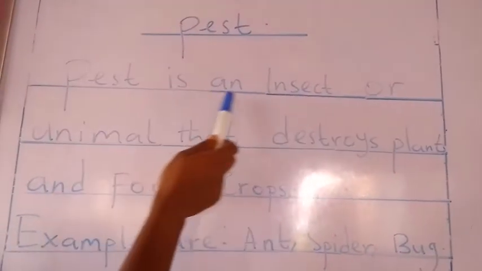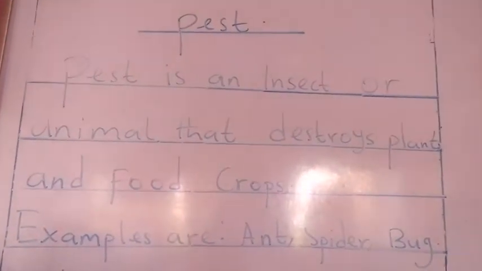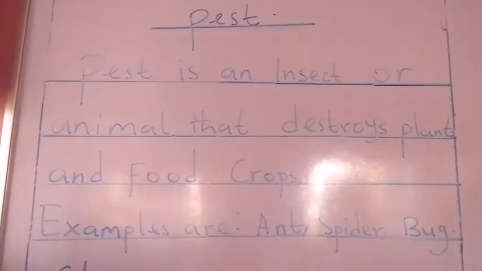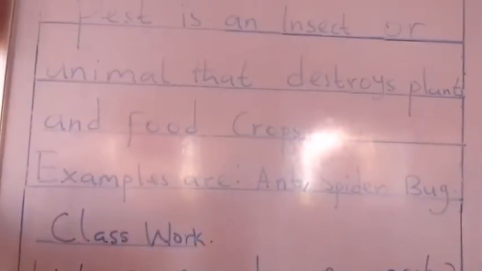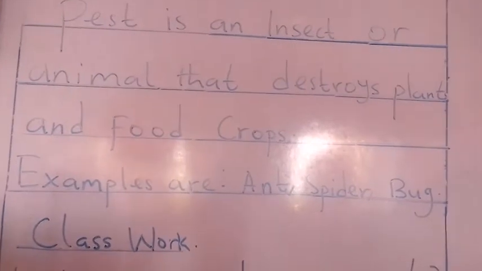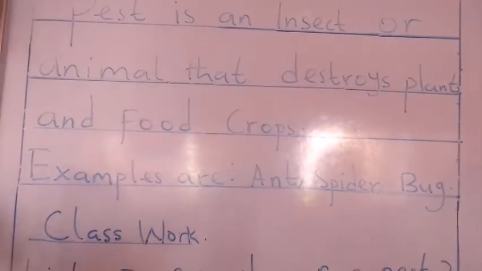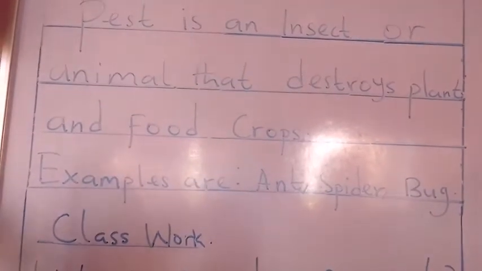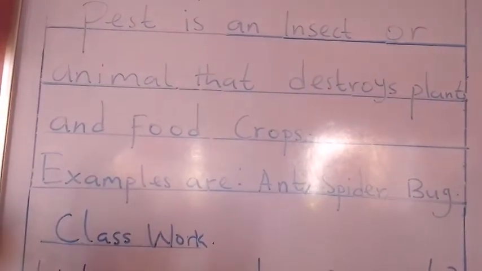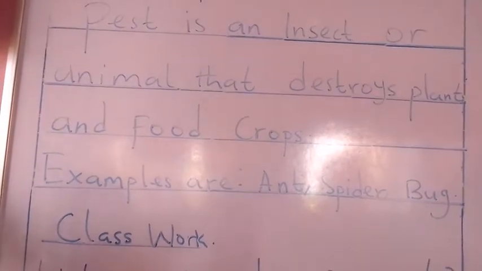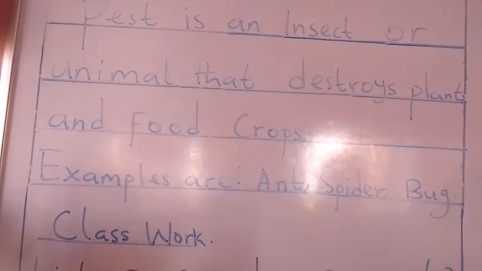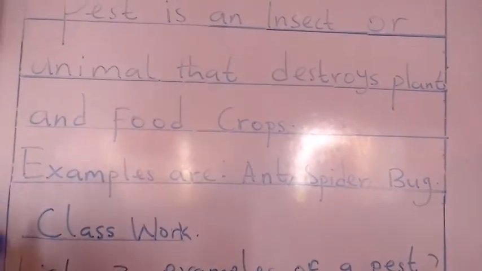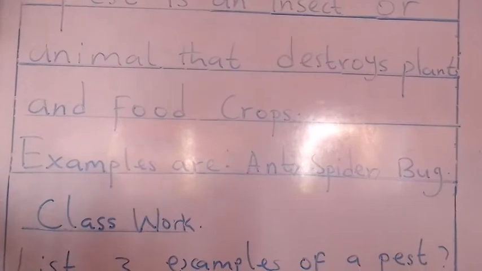We said pest is an insect or animal that destroys plants and food crops. They are not good to go close to our plants and food crops. Now, children, look at some of the examples of those plants and animals that we are talking about. For example, here we have ant. Ant is one of the animals that destroys our plants or food crops.